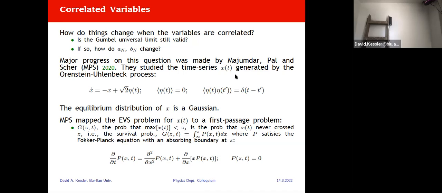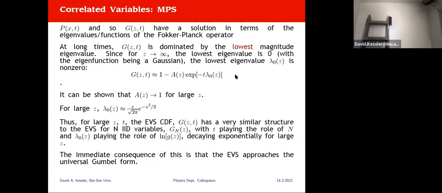It's the integral from minus infinity to z of p, where p satisfies the Fokker-Planck equation with a linear force, with the boundary condition that p of z is an absorbing wall at z. So all we have to do is solve that Fokker-Planck equation. Just to make sure that I understand this, the correlation is because of the potential, the harmonic potential.